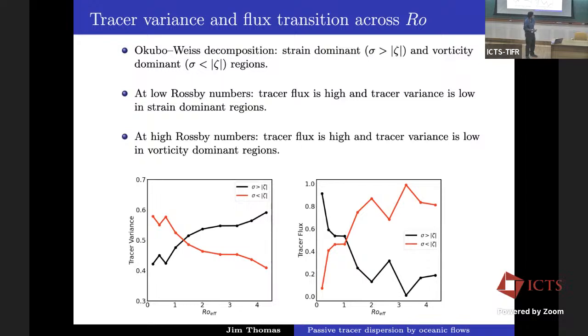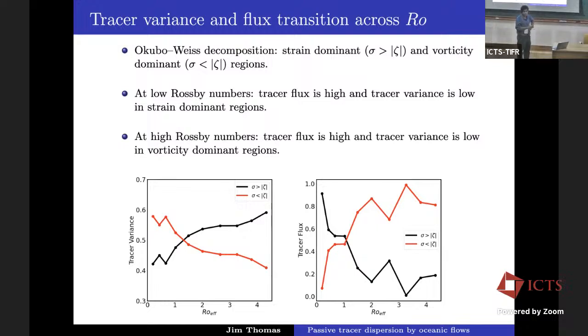So stirring at low Rossby numbers happens between coherent structures, whereas as you go to higher Rossby numbers, what we find is that a tracer flux becomes dominant at the strain dominant regions, and strain dominant regions contain a lot of the tracer variance also. So this also undergoes a transition as you go from low Rossby number to high Rossby number. Regions that contain the tracer field and the tracer flux change as we increase Rossby number. So there's a major transition.